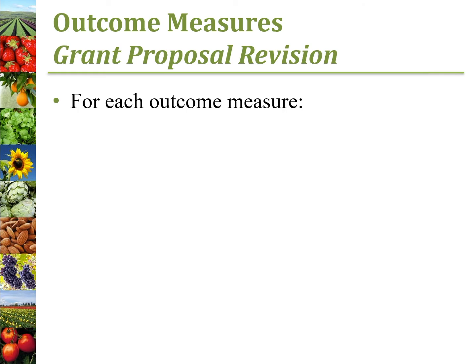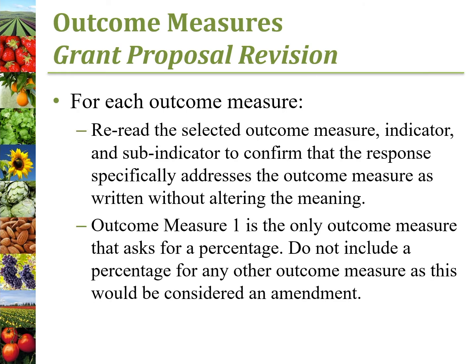For each outcome measure, we recommend that you reread the selected outcome, indicator, and sub-indicator to confirm that the response specifically addresses the outcome measure as written without altering the meaning. And note that outcome measure 1 is the only outcome measure that asks for a percentage. So don't include a percentage for any other outcome measure, as this would be considered an amendment.